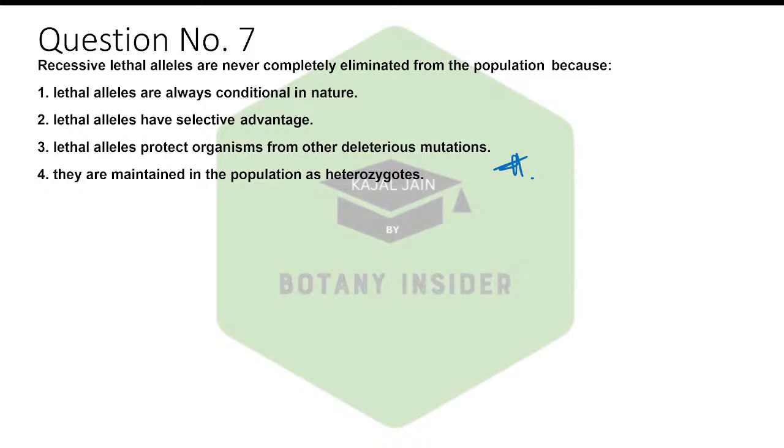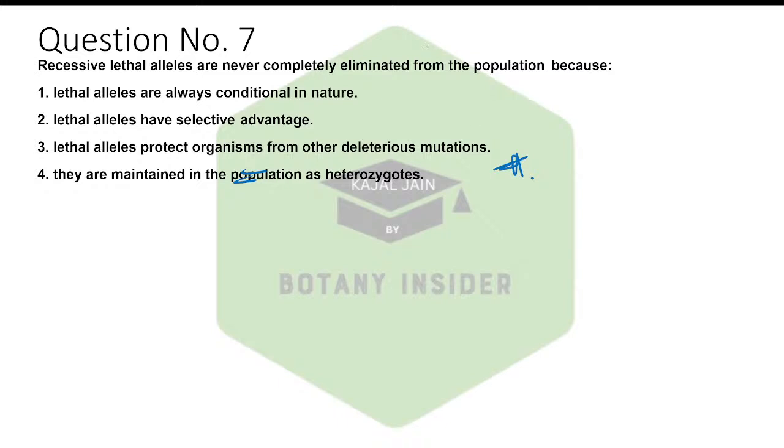Very simple question. Recessive lethal alleles are never completely eliminated from the population because lethal alleles are always conditional in nature. Lethal alleles have selective advantage. Lethal alleles protect the organism from other deleterious mutation, and then they are maintained in a population as heterozygotes. So, which of the following is the correct one? Lethal alleles are always conditional, always. They have selective advantage. They protect the organism from deleterious mutations, and they are maintained as heterozygotes.